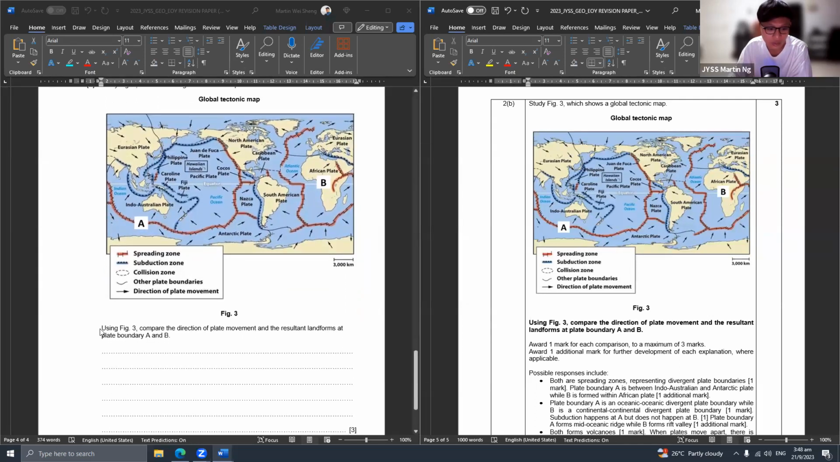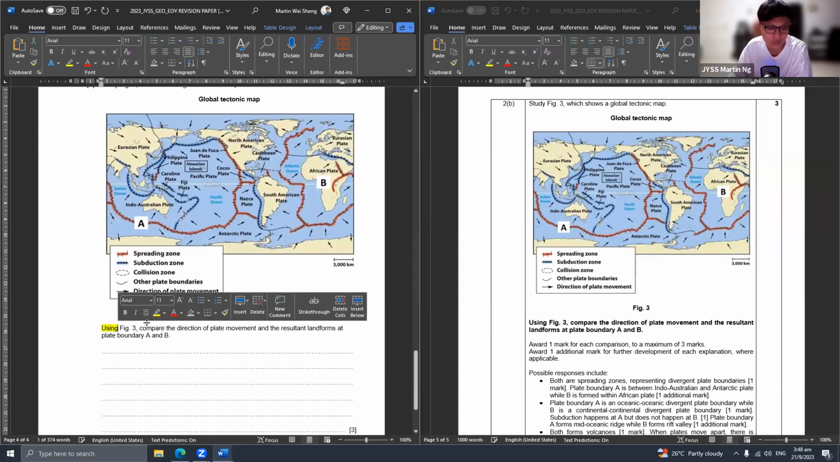Okay, so for the command word, they are asking you to use figure 3. So you need to use data from this figure to compare the direction of plate movement. A comparison question would require you to make similarities and differences. Comparison is always similarities and differences. So compare direction of plate movement, that is number 1.